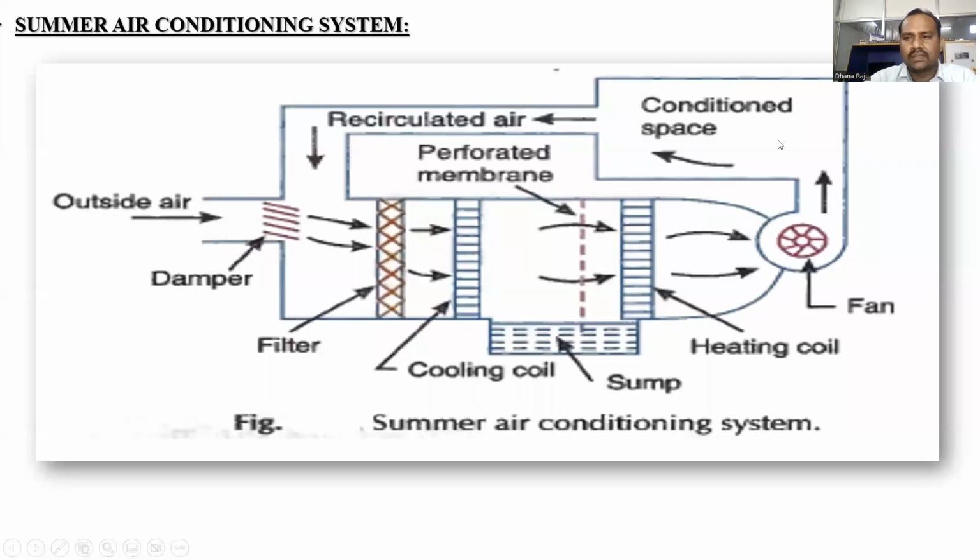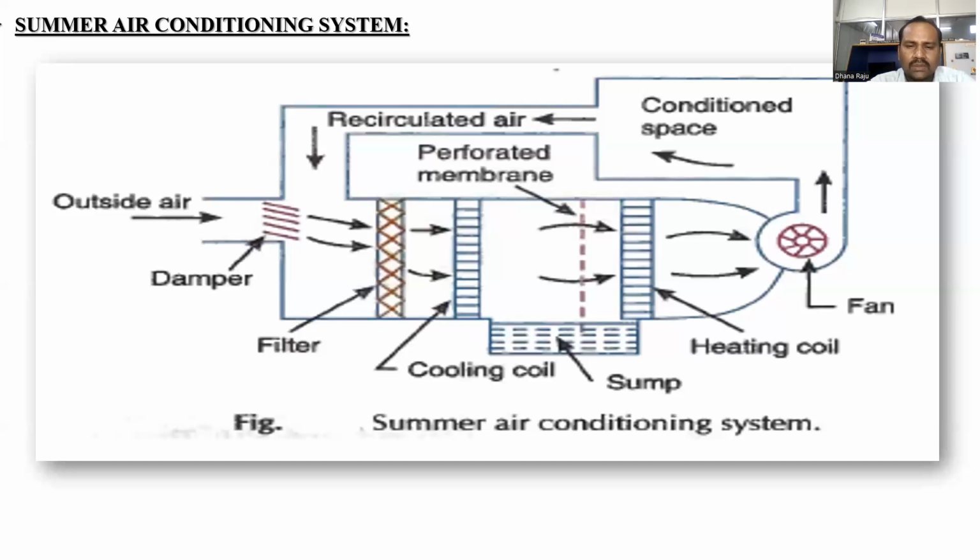So, summer air conditioning system. This is a line diagram of a summer air conditioning system. Summer air conditioning is mainly used in the summer season, where the outside environment is at a higher temperature and the outside air contains more humidity. So people feel sweating and discomfort. If you provide cool air and dehumidified air, then people will feel comfortable.